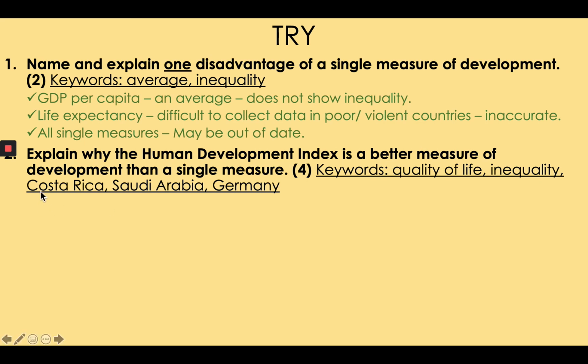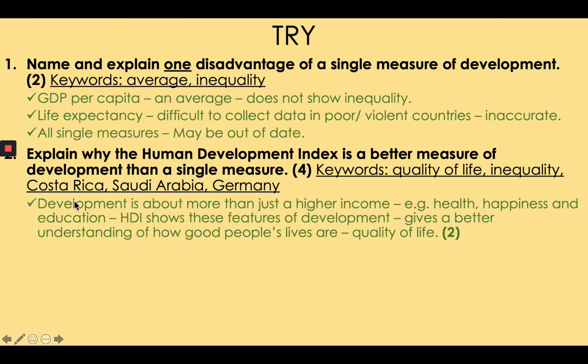Second question. Why is the Human Development Index, HDI, better than any single measure? And you needed to use these keywords. So you could have included the following ideas. Development is about more than just a higher income. It's about health, happiness, and education. The HDI shows these features of development, and so it gives a better understanding of how good people's lives are. So 2 marks if you got that point.